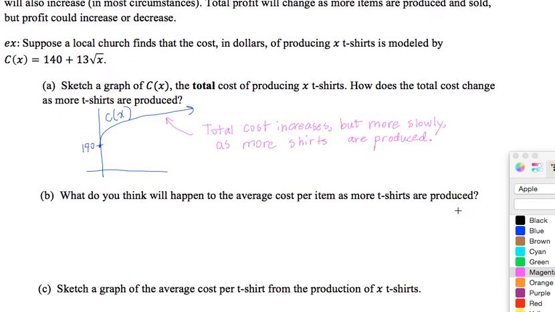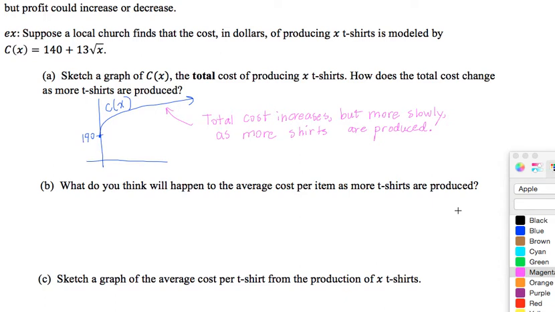So what do you think will happen to the average cost per item as more t-shirts are produced? Okay, so because total cost increases but at a slower and slower rate as X increases as we produce more shirts, the average cost per shirt should decrease. As more shirts are produced, it should cost less and less for each additional shirt. Okay, so the average cost per shirt should decrease as we produce more shirts.